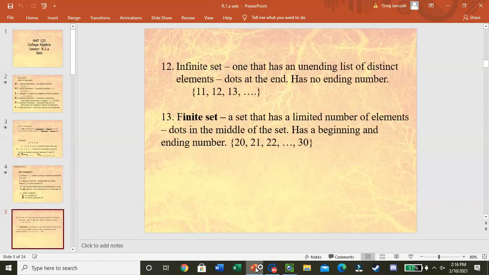Alrighty, an infinite set. Put two stars. Remember in the syllabus I told you where to put stars? Well, every once in a while I'll tell you to put a star somewhere in your notes. This is one of those. Don't put one star, put 2 stars, because you're going to see this more than once. Infinite set: one that has an unending, in other words, it goes on forever. So when the dots are on the end, that means infinite set.